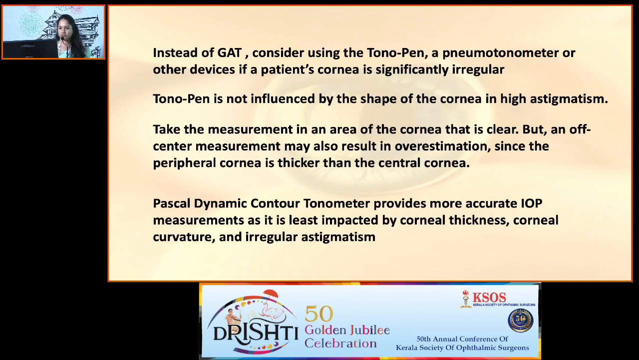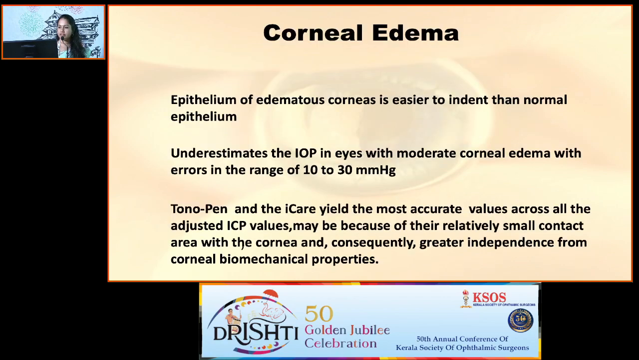So, in significantly irregular corneas, it is better to use tonopen or pneumotonometer or other devices rather than the Goldmann applanation tonometer. Tonopen would be a good compromise because it is not influenced by the shape of the cornea in high astigmatism. Also, as the applanating surface is very small, you can take the measurement in an area of the cornea that is clearer. But the problem is that the peripheral cornea is thicker than the central cornea, and that itself would lead to a slightly higher estimated IOP. The Pascal dynamic contour tonometer would be better because it is least impacted by corneal thickness, corneal curvature, or irregular astigmatism.